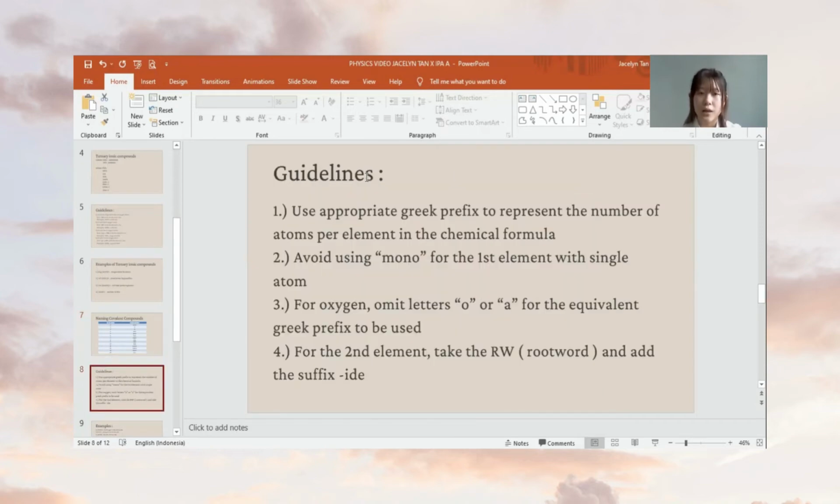Okay, here are some guidelines. So first, use appropriate Greek prefix to represent the number of atoms per element in the chemical formula. Second, avoid using mono for the first element with single atom. Third, for oxygen, omit letters O or A for the equivalent Greek prefix to be used. And fourth, for the second element, take the root word and add the suffix IDE.